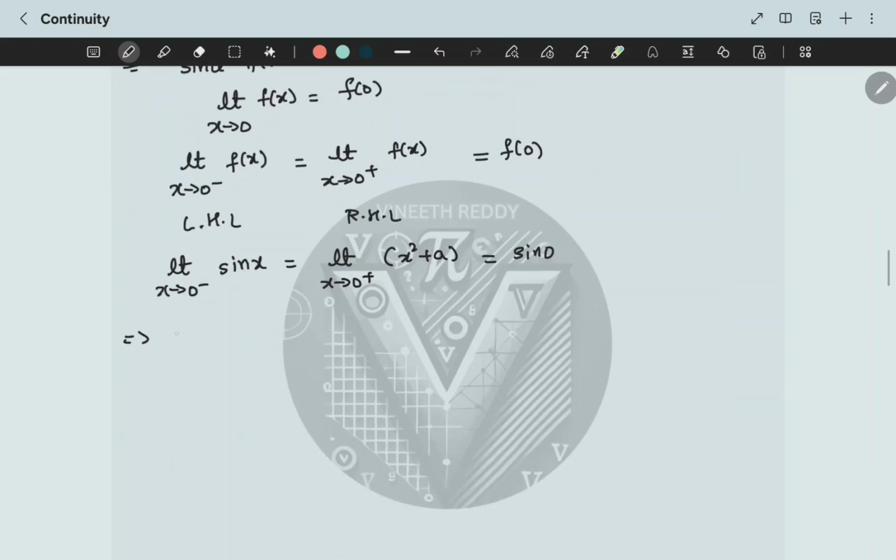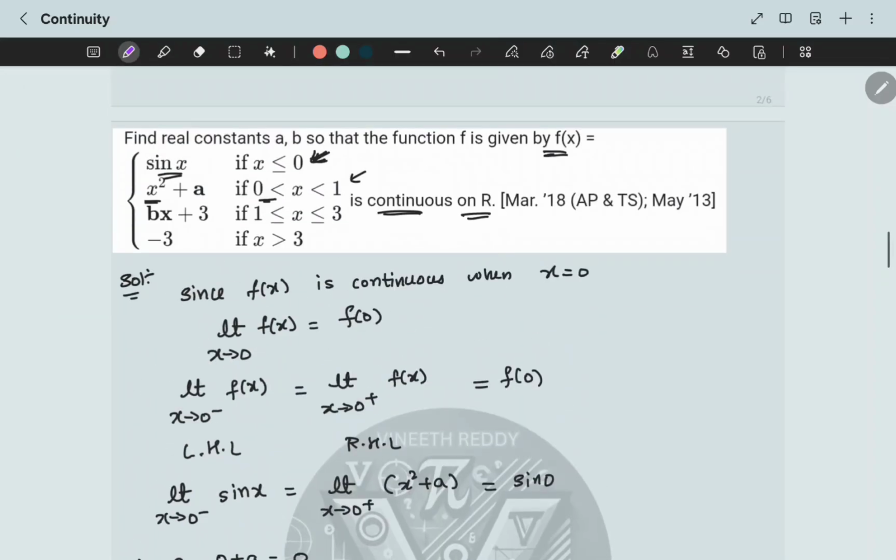Now from here what do we get? Sin 0 is 0. And here we can replace x with 0, we get 0 plus a, and sin 0 is again 0. So comfortably we can say that a is equal to 0. I hope you understood this, dear students. Now let us go with the next part.